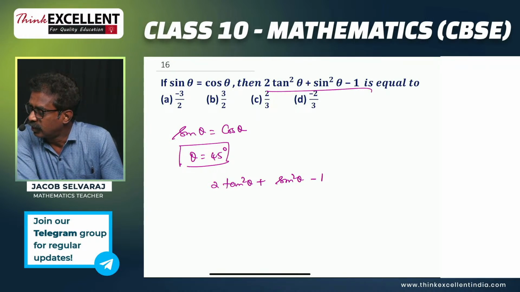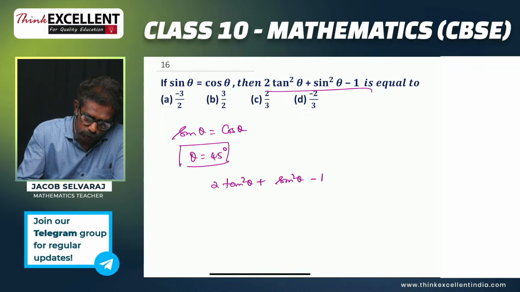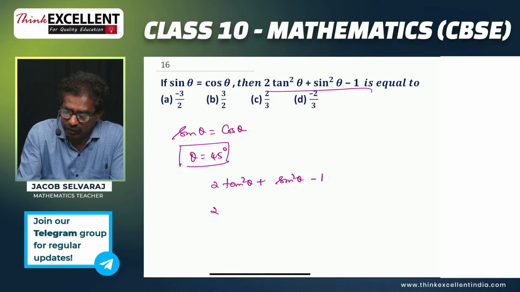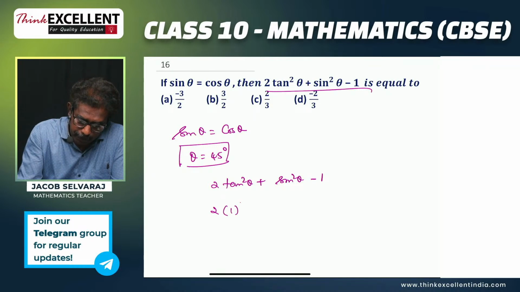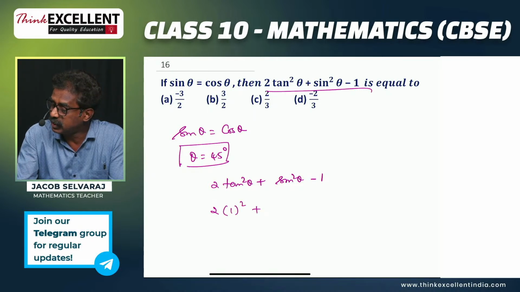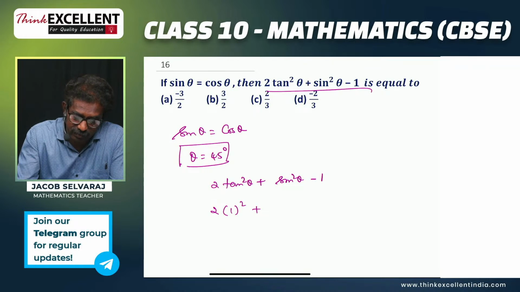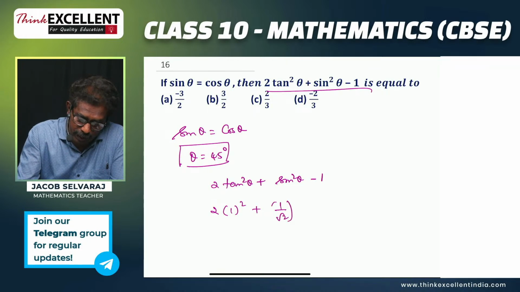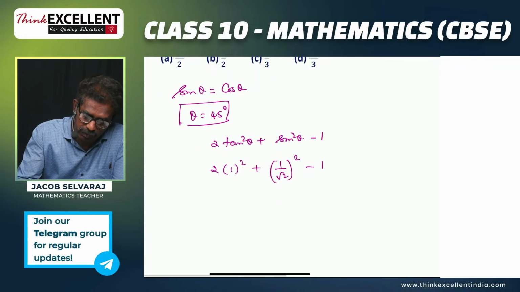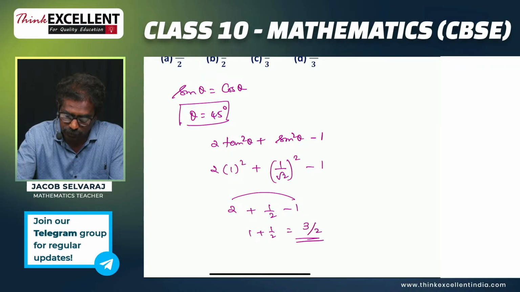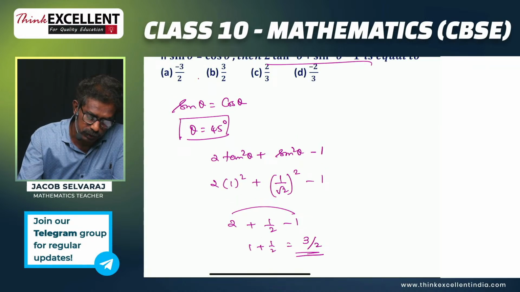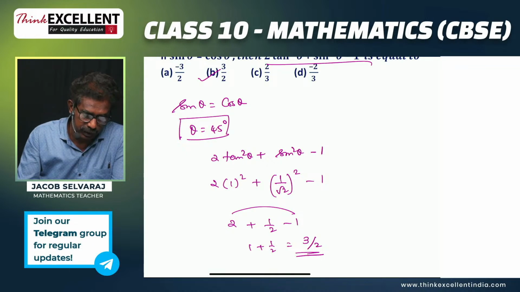Yes, some answers given minus 2 by 3. Please check that answer. 2 into tan 45 is 1, so 1 square. Plus sin square theta. Sin 45 is 1 by root 2, the whole square. Minus 1. Try to simplify. 1 square is 1. So 2 plus 1 by 2 minus 1. 2 minus 1 is 1 plus 1 by 2. 1 and a half. 3 by 2 is the answer, right? 3 by 2 is the right answer. Okay, that is question number 16.